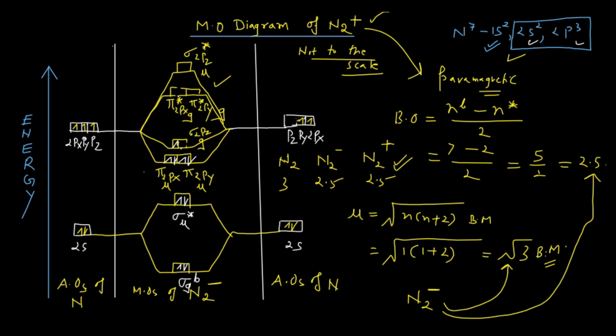For any ion, you can do the calculations and decide the bond order and magnetic behavior as well. Now I am giving you a homework. Between these two, N2 negative and N2 positive, which would be stable? See whether N2 positive is stable or this one, or both are equally stable.